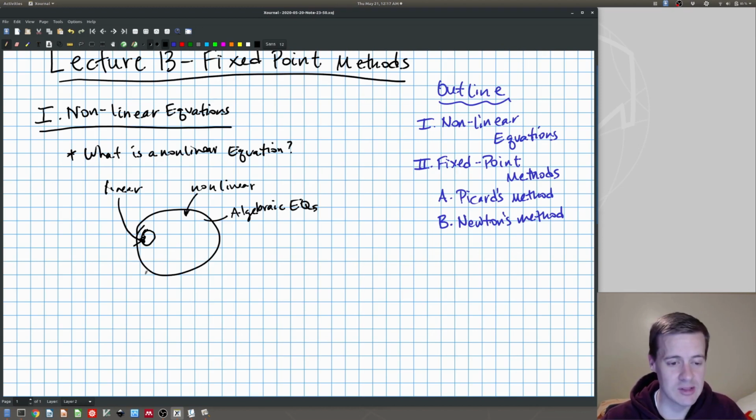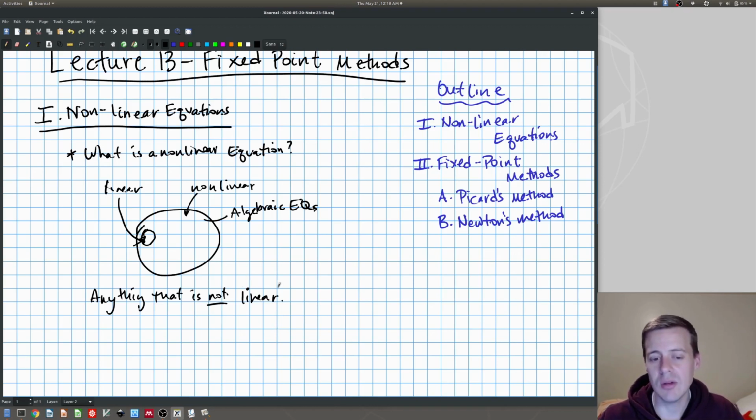So linear is this class. So a nonlinear equation, what is a nonlinear equation? It's sort of tautological, but it's anything that is not linear. I'm not going to go over the property of linearity. You could go back and look at that a little bit earlier in the videos, and really that's not the scope of this class so much. We want to talk more about numerical things. You can take a math class where you talk more formally about the properties of linearity.